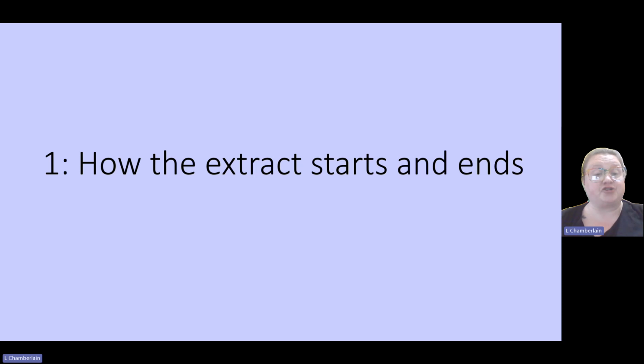Likewise, how does the extract end? Does it give you a neat resolution? Is there a cliffhanger? Or better still, can you link the start and the end together? Are they using a cyclical structure, for example? Are they withholding information until the very end to give us a shock?